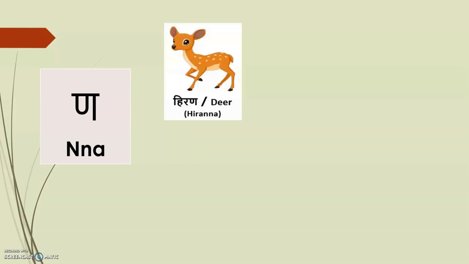Now let's go to the last letter of the third group of consonants. The letter that we see here is Ana. Here in the first picture, we can see a deer, which is called Hiran in Hindi.